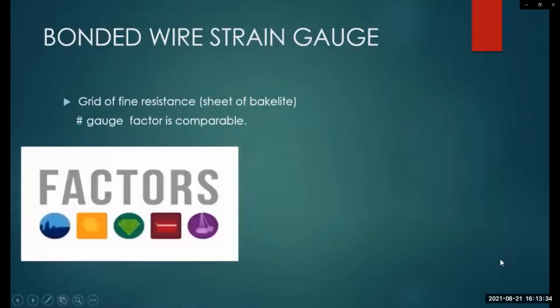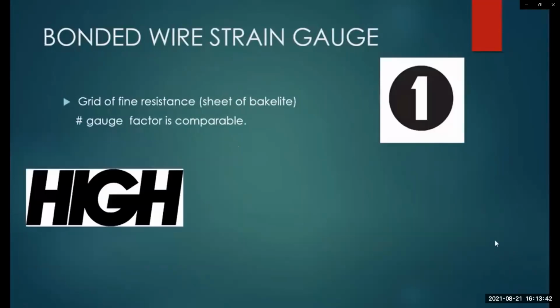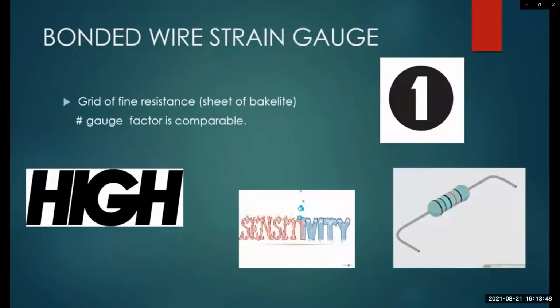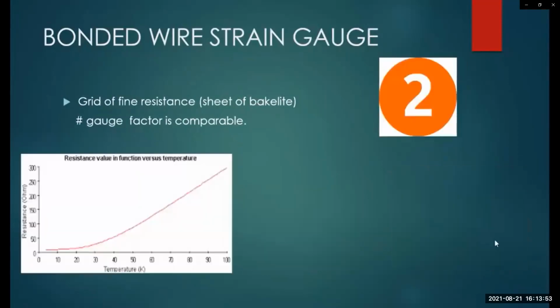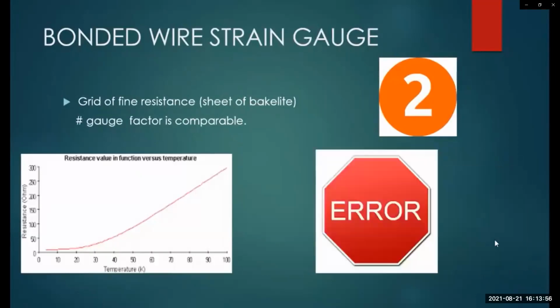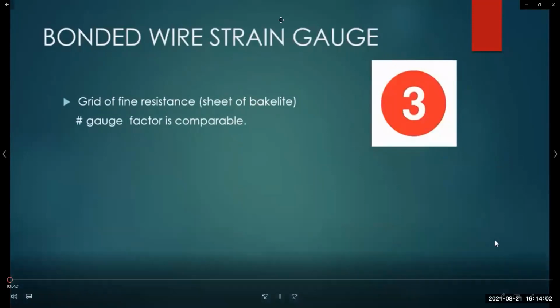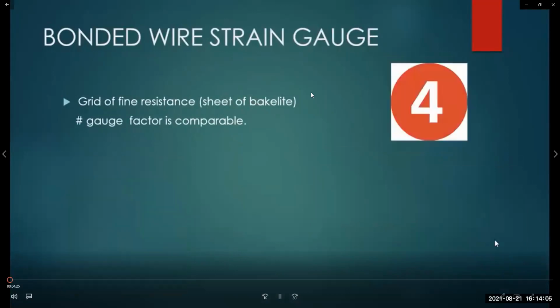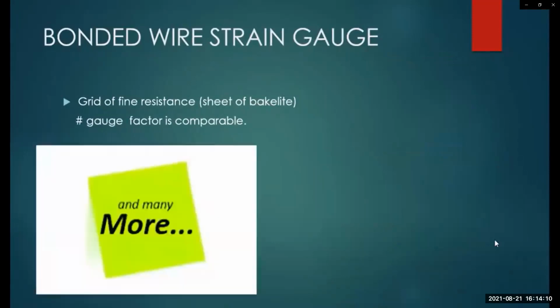Now there are some factors under which the apparatus will provide an excellent result. Number 1 is the strain gauge should have a high value of gauge factor, as it indicates a large change in resistance, which accounts for high sensitivity. Number 2 is the strain gauge should have a low resistance temperature coefficient. This is done to minimize the error due to temperature. Number 3 is the strain gauge should not have any hysteresis effect in its response. Number 4 is the linearity of the function should not be changed. And there are many more points, but the above mentioned points are the more important.